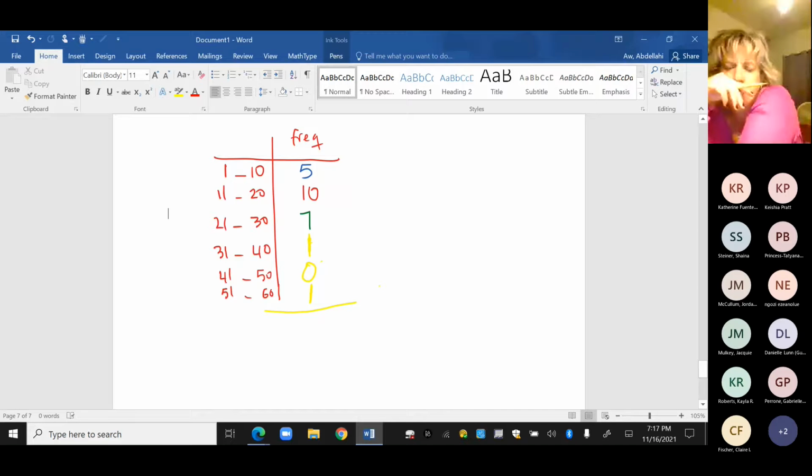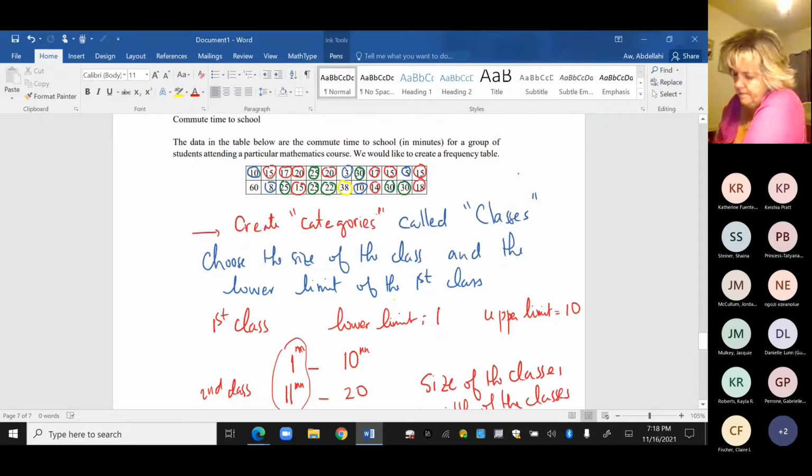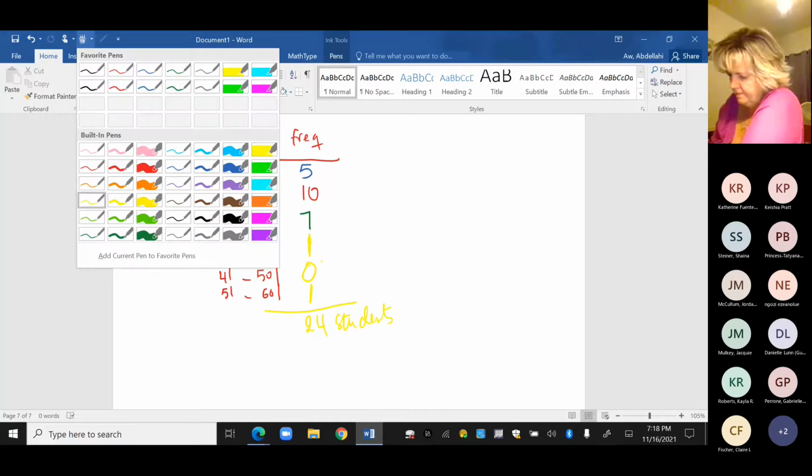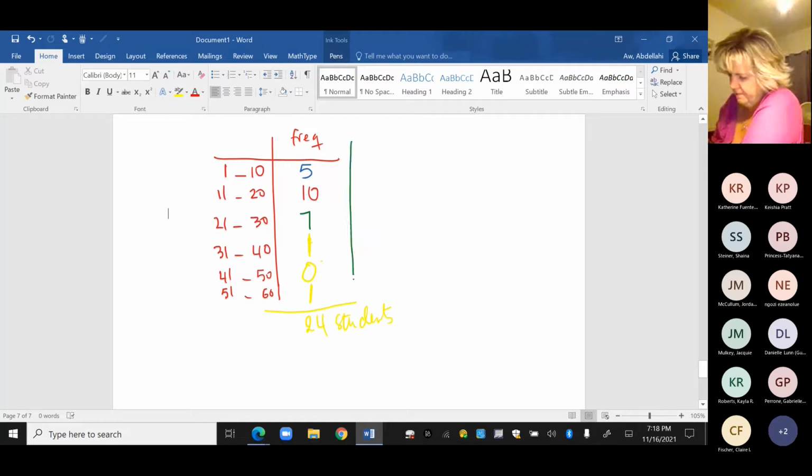And now we're going to add our frequencies and see if the total equals the size that we see over there. When we add them up, we have 24 students, right? So do we have 24 right here? This table is 1, 2, 3, 4, 5, 6, 7, 8, 9, 10, 11, 12. 12 times 2 is 24, right? So very likely I am right. So now that is the frequency table dividing into classes.